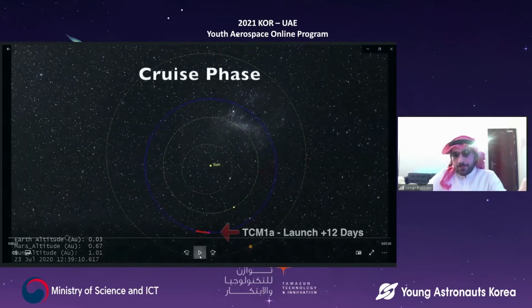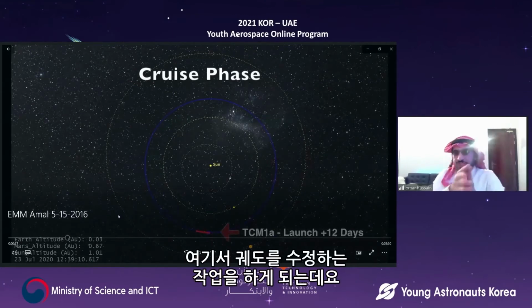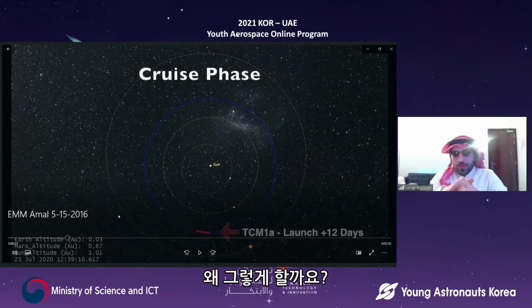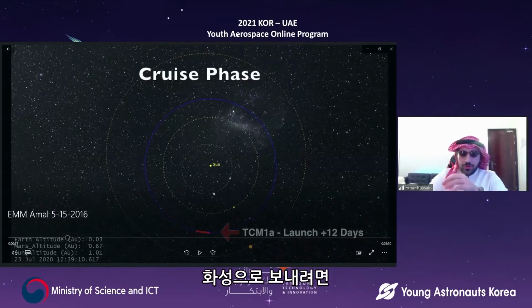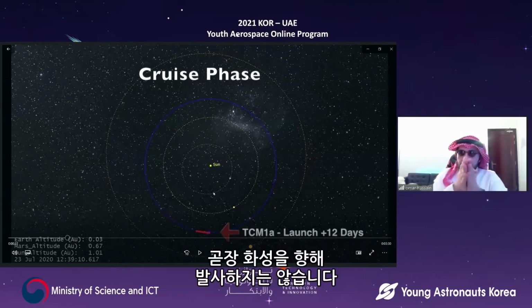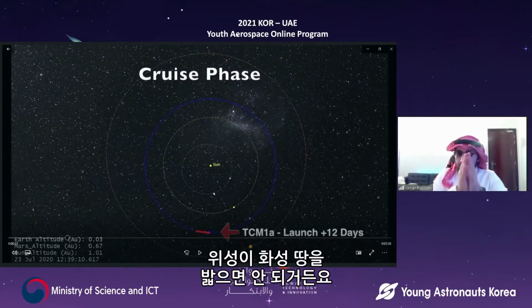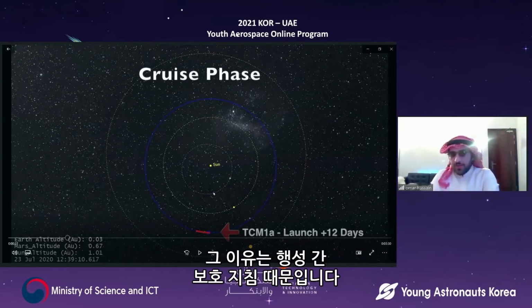Yeah. So what we do is we do our trajectory correction maneuvers. So why do we do that? Well, when we launch from Earth, in order to get to Mars, we don't actually point at Mars directly. We don't want our spacecraft to be in the sphere of Mars. Why is that? Well, because of planetary protection.